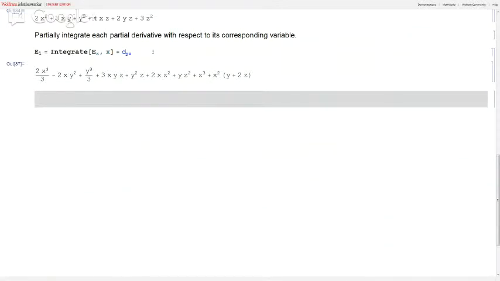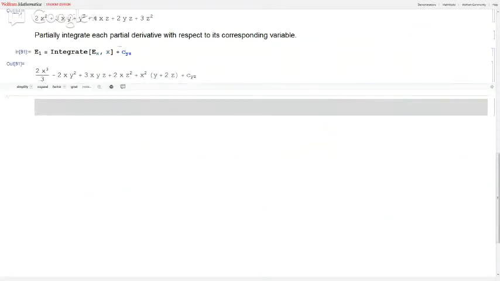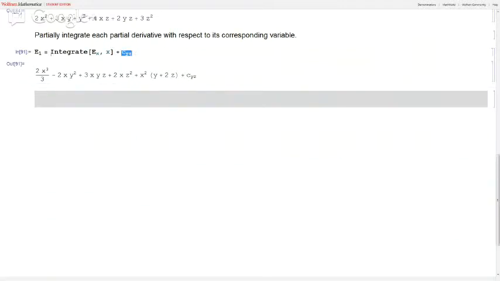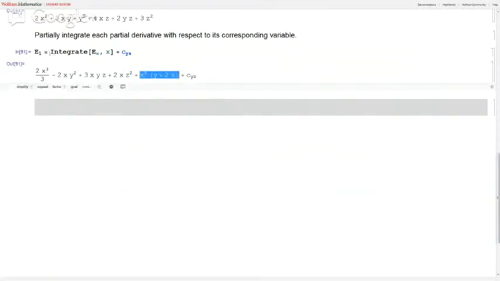Okay, now to explain the constant of integration. Normally, when you're integrating, you can have a constant of integration, but because I'm partially integrating a partial derivative, my constant of integration can still depend on terms that were held constant during the partial derivative. So, because I differentiated with respect to x, any y and z terms would have been held constant. Therefore, my constant of integration can depend on y and z. And to get rid of this factor here, I'm going to expand this.